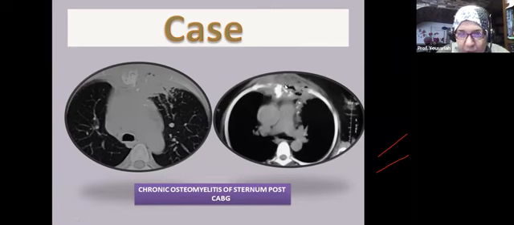Why chronic osteomyelitis? Because of the fragmentation and sclerosis. In acute osteomyelitis, we do not have sclerosis, okay? We have only a rarefaction of bone. But this fragmentation and sclerosis is chronic osteomyelitis.